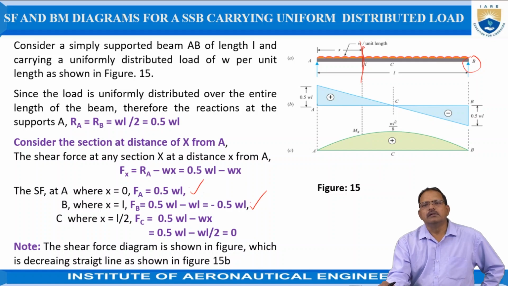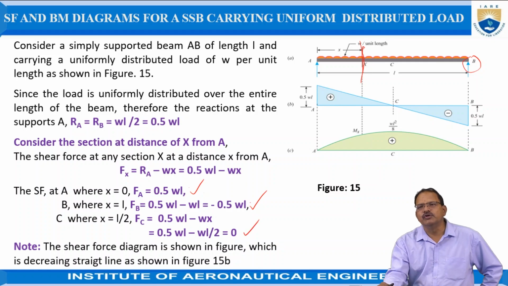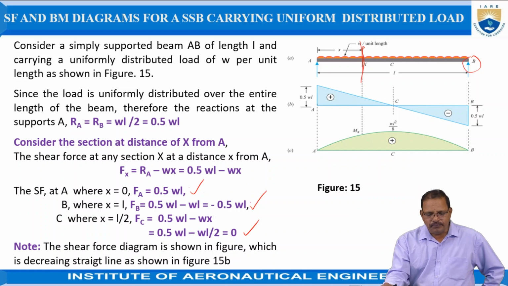At C, that means the center of the beam, X is equal to L by 2. So FC, the shear force at C, is equal to 0.5 W into L minus WX. But X is equal to L by 2, and substituting, we get it is equal to 0. That means the shear force at the center of the beam, when it is subjected to the uniformly distributed load over its entire length, is equal to 0.